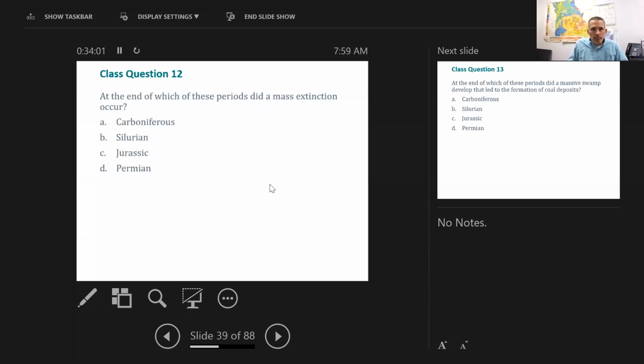So at the end of which periods did a mass extinction event occur? If we're looking at the big one, the Great Dying, it would have been the Permian extinction event.